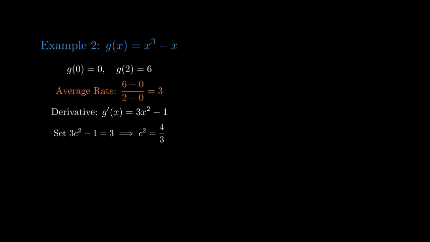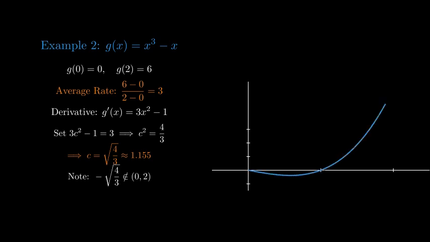Next, we find the derivative of our function. The derivative g prime of x for x cubed minus x is 3 times x squared minus 1. We set this derivative expression equal to our average rate of change of 3, giving us 3 times c squared minus 1 equals 3. Adding 1 to both sides gives 3 times c squared equals 4, and dividing by 3 gives c squared equals 4/3. Taking the square root, we get two values for c, which are the positive square root of 4/3 and the negative square root of 4/3.